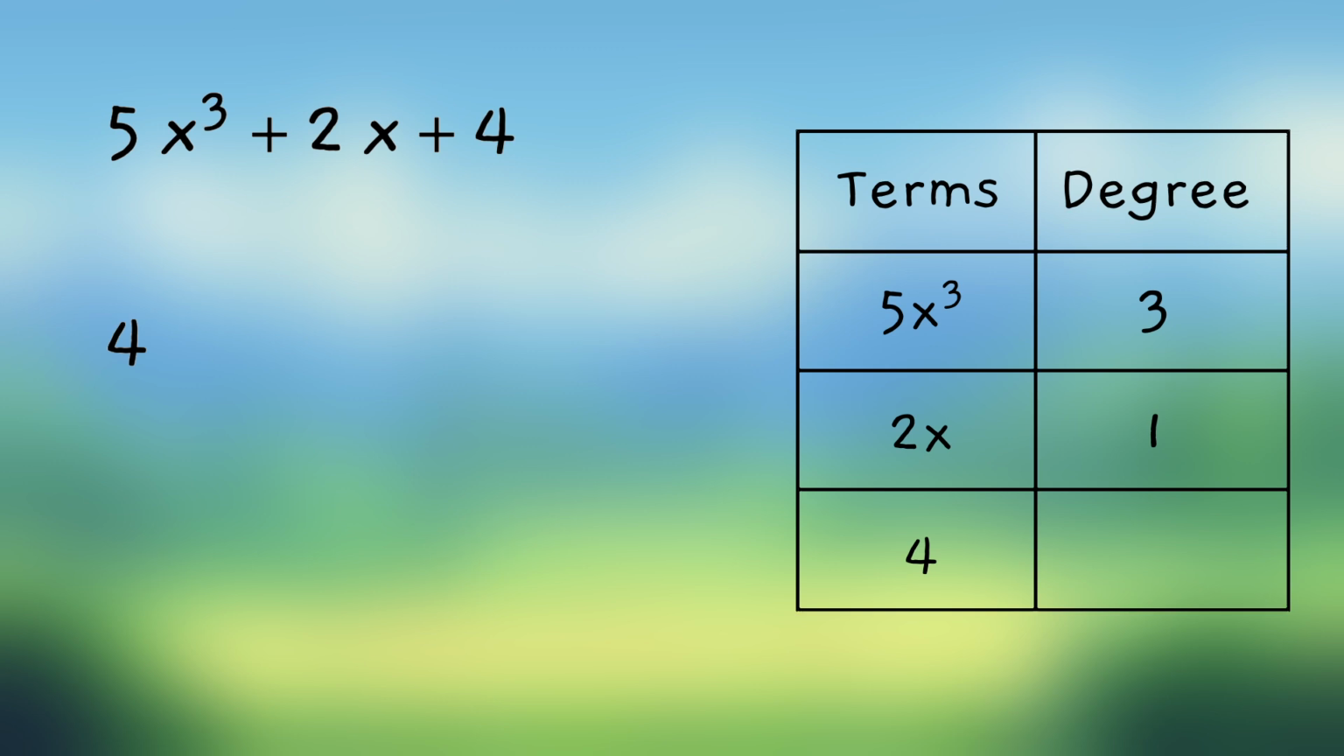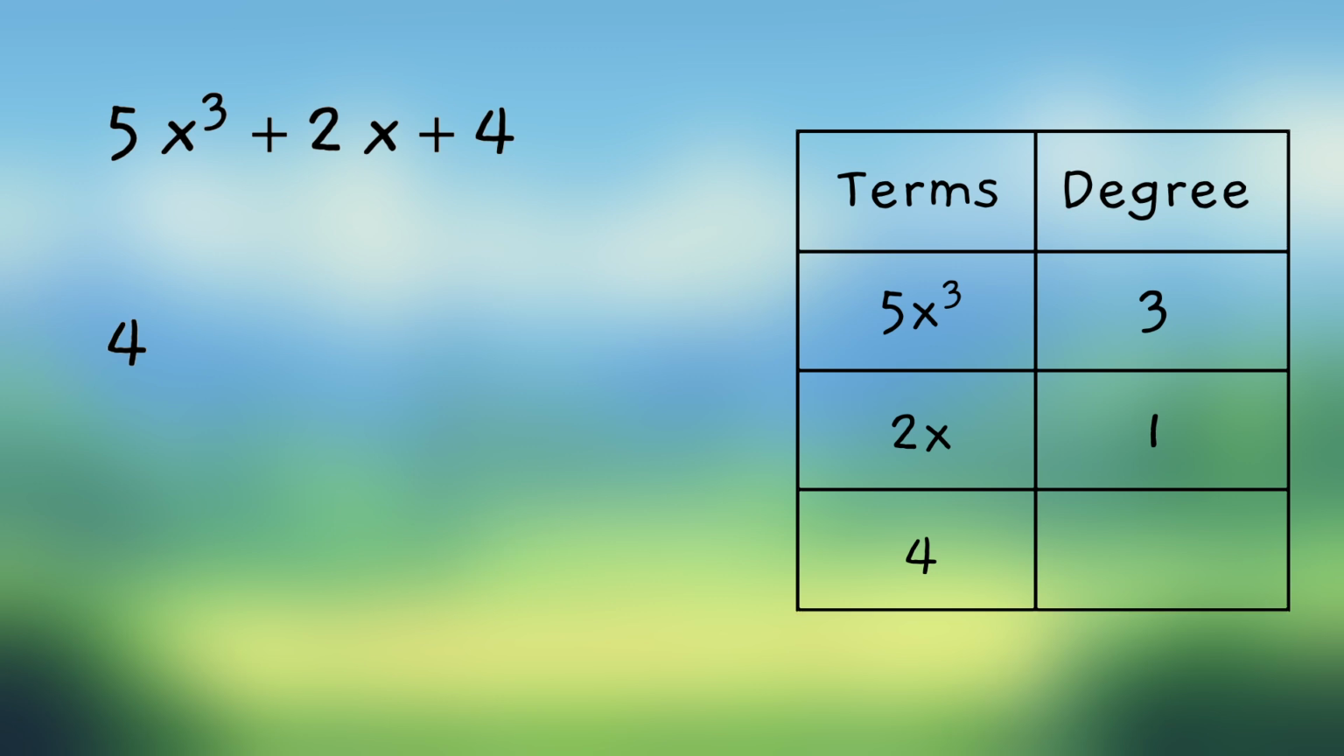Because this does not have a variable attached to it, we call it the constant term. That's because it's just a number, it never changes. No matter what number you put in for x, 4 is just 4. And so it's called the constant term. But what's the degree of the constant term? You might think, well, there is no exponent, so let's just say there isn't a degree. But there's actually a few rules further down the math road why you want to give a degree to this term. And here's what we do.